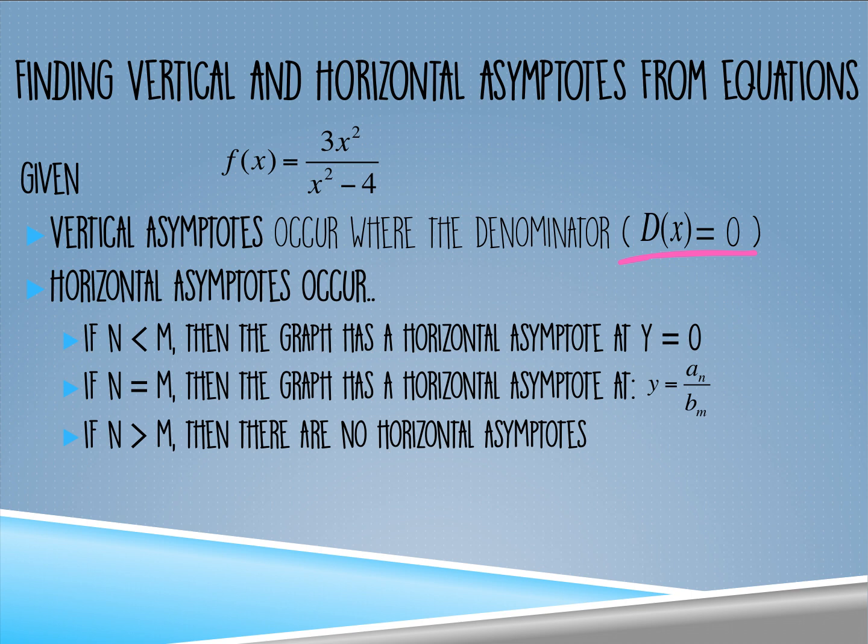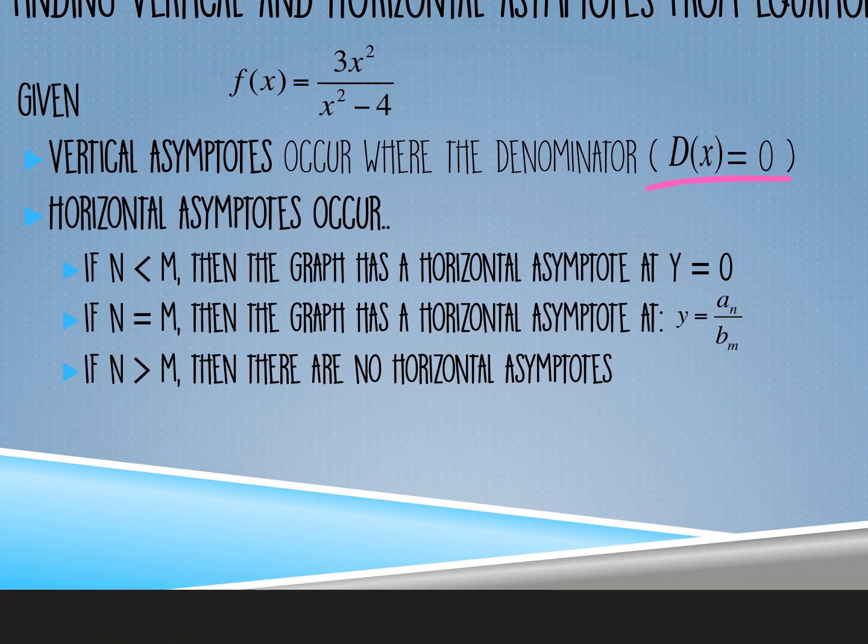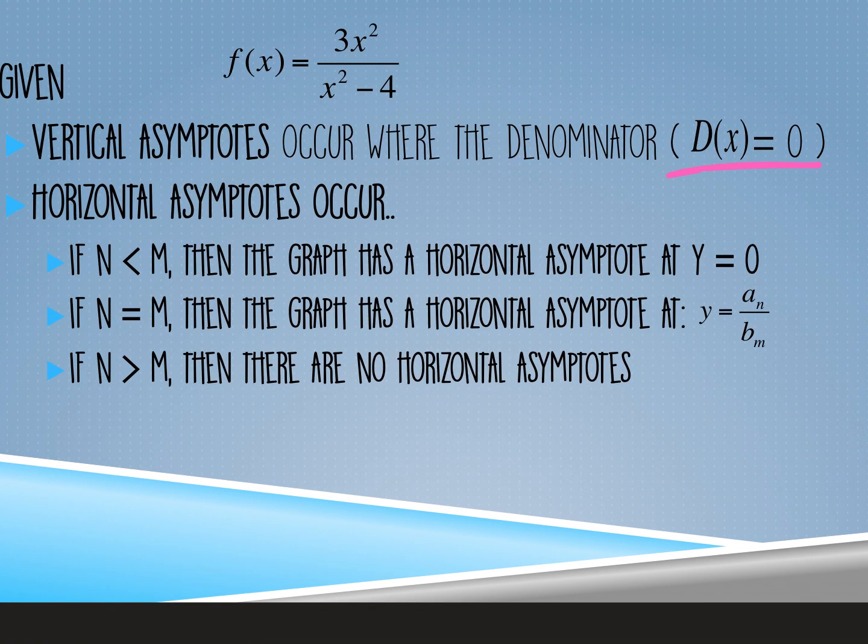To find our horizontal asymptote, we could have 3 different types of horizontal asymptotes. We're looking at the degree of the numerator and the denominator. So n is for numerator, and then on our cheat sheet, it has d as denominator, but here it says m, but we could say d for denominator. So the degree of the numerator and the denominator.